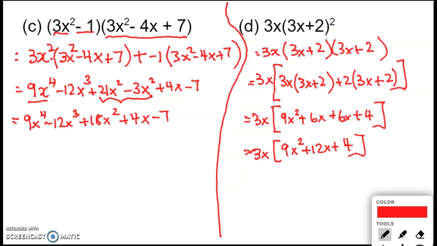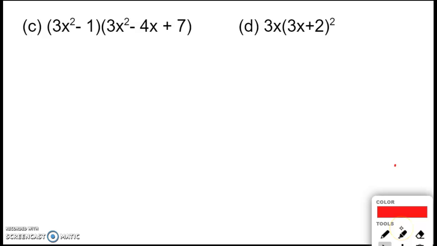Now I am ready to multiply the 3x. So the 3x multiplied by 9x squared: 3 times 9 is 27, x times x squared is x to the power of 3. 3 times 12 is 36, x times x is x squared. And then finally 3 times 4 is 12 times x. So this is my final answer.